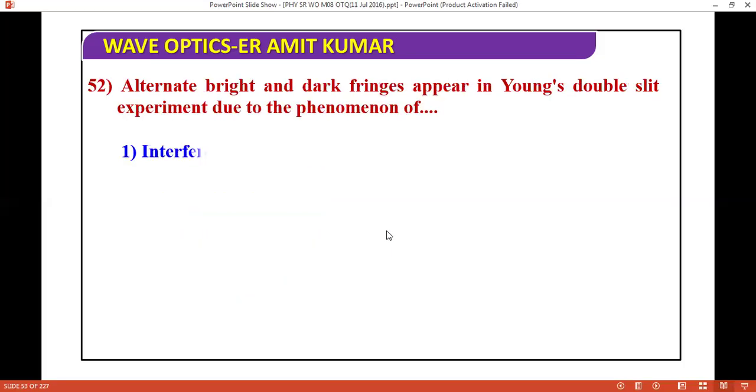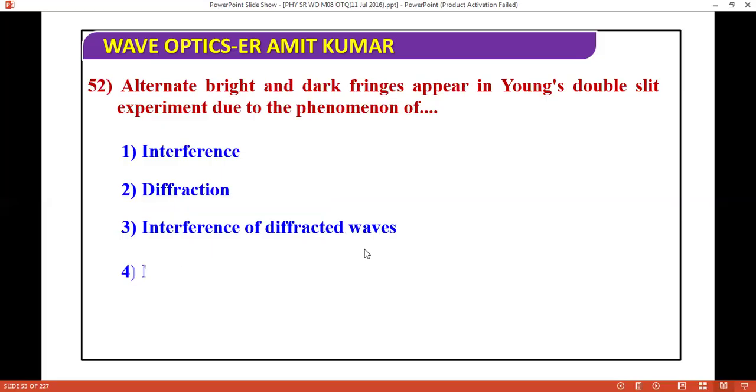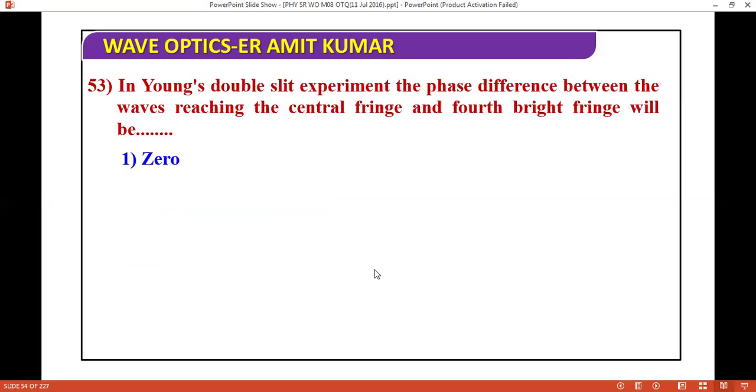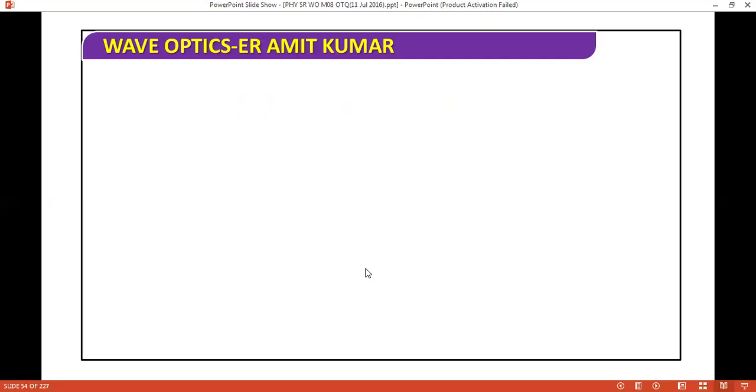Alternate bright and dark fringes appear in the double slit experiment due to the phenomenon of interference, diffraction, interference of reflected waves, or none. The answer is interference of reflected waves. Next question: the phase difference between the waves reaching the central phase and the fourth bright phase will be 8 pi. Because for the nth bright fringe the phase difference is 2n pi, so it will be 8 pi. Next question, I'm moving ahead.